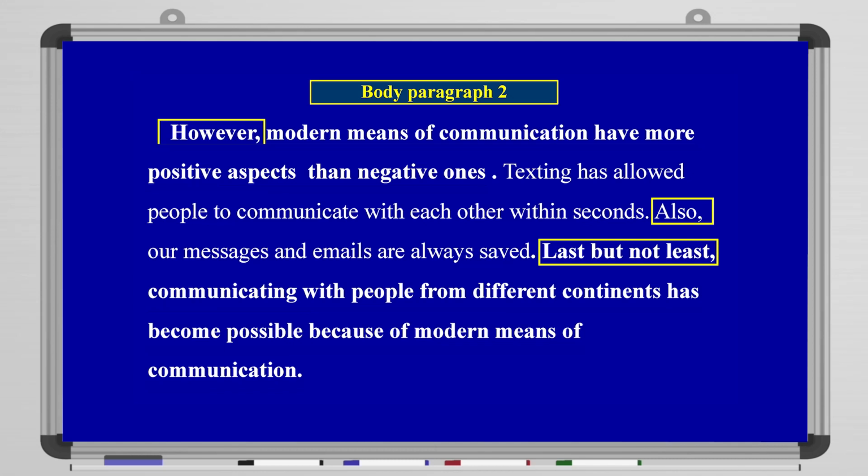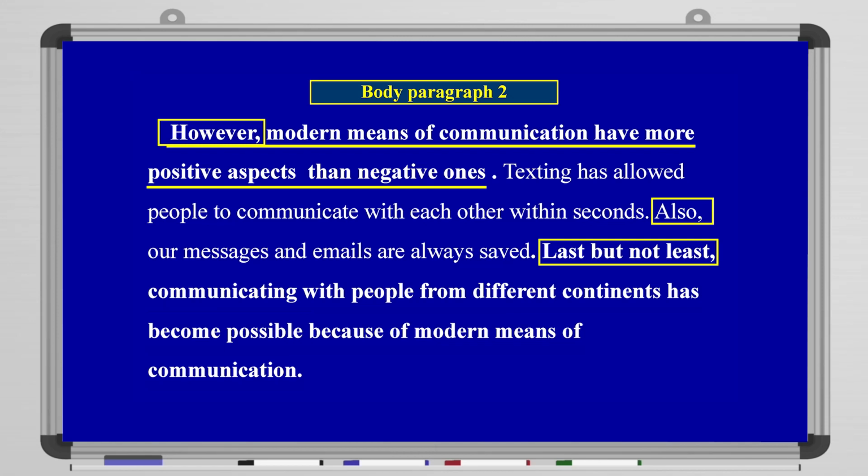And then paragraph 2. However, modern means of communication have more positive aspects than negative ones. So I'm using the word however to show you that this is better than that. Texting has allowed people to communicate with each other within seconds. So this is the first positive thing I'm mentioning.